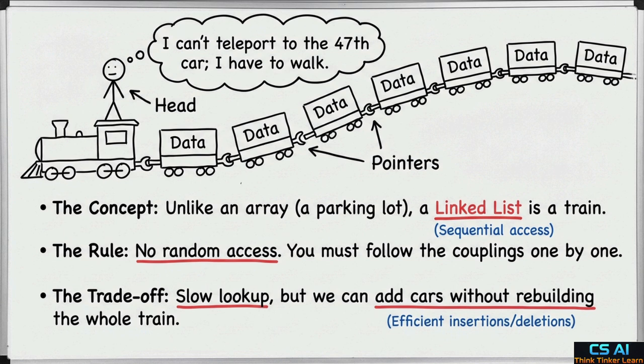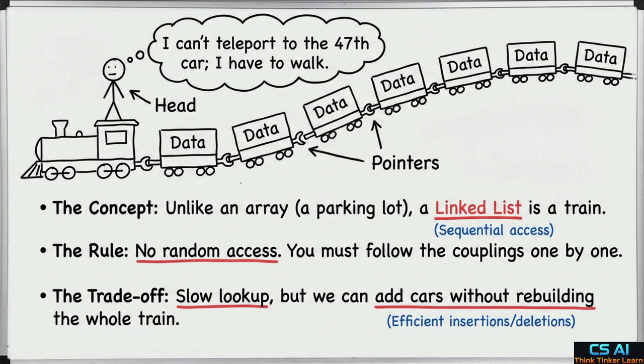To truly understand a linked list, let's use a simple analogy. Unlike an array, which is like a parking lot where every car has its own numbered spot, which you can access directly, a linked list is like a train. You can't just teleport to the 47th car in the middle of the train. You have to walk from the engine, car by car, following the couplings.